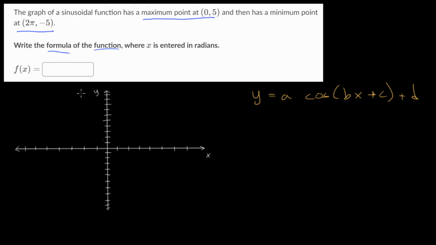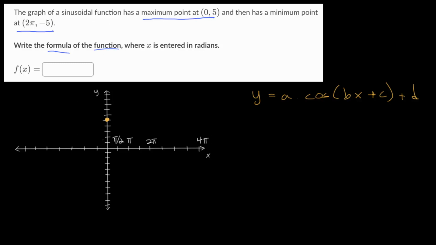So let's start by actually plotting this curve. We have a maximum point at (0, 5). So let's say that's our maximum right there. And it has a minimum point at (2π, -5). And we'll need a scale for our x-axis. Let's say we just go with π/2 for each of these. So this would be π. This is at 2π. And this is 3π. So 4π would be right here.